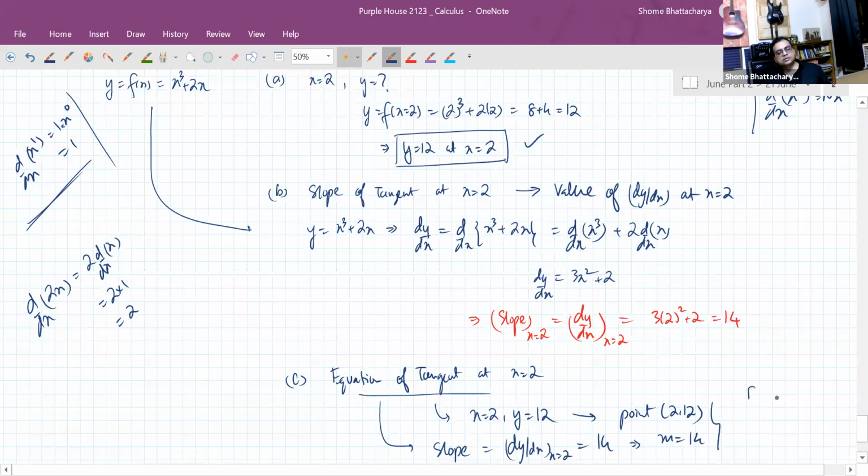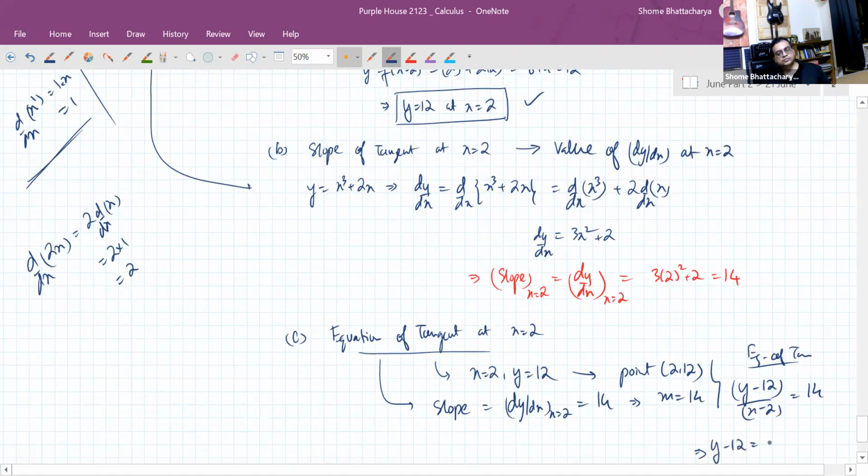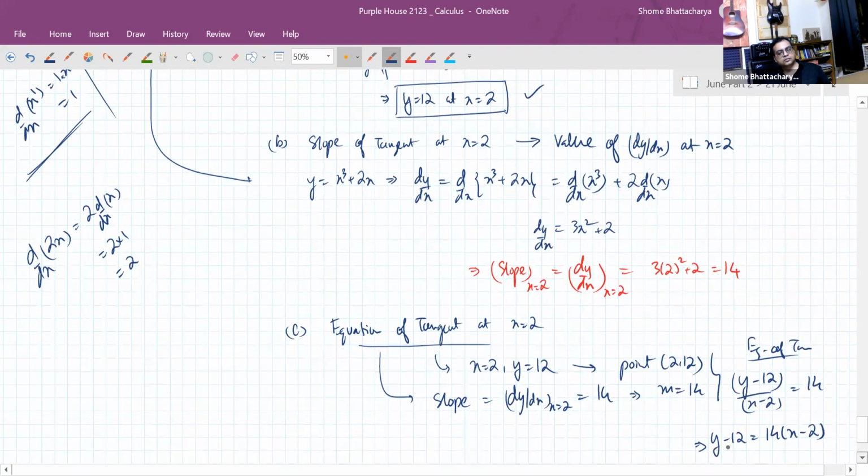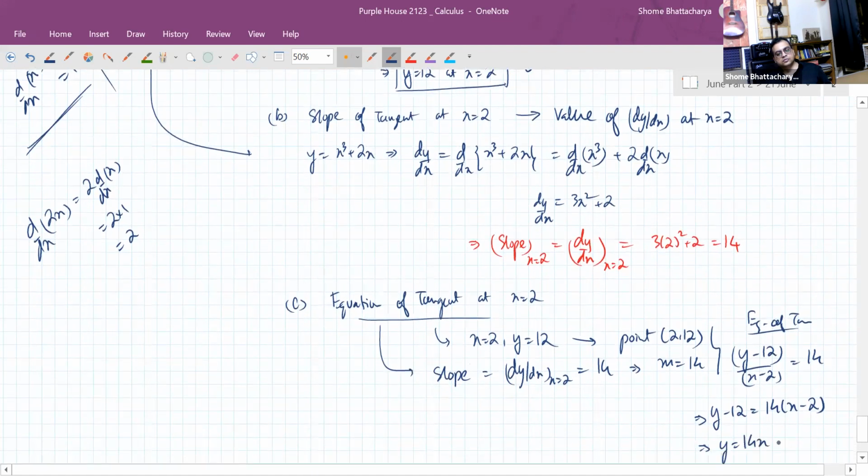So the equation of the tangent will become y minus 12 upon x minus 2 is equal to m, which is 14. This will become the equation of tangent.